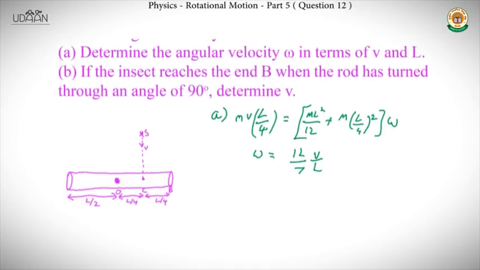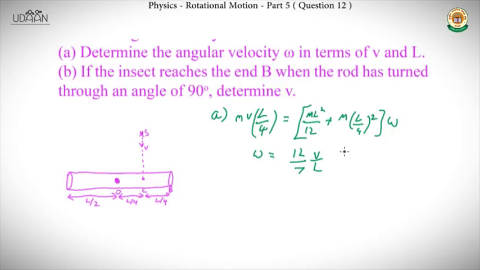Now moving on to part B. Part B says if the insect reaches the end B when the rod has turned through an angle of 90 degree, determine the initial velocity v. Right? Now here we see that there is an external torque acting, so the angular momentum won't stay constant. Also, since the insect is moving on the outward side, the moment of inertia does not stay constant around here.